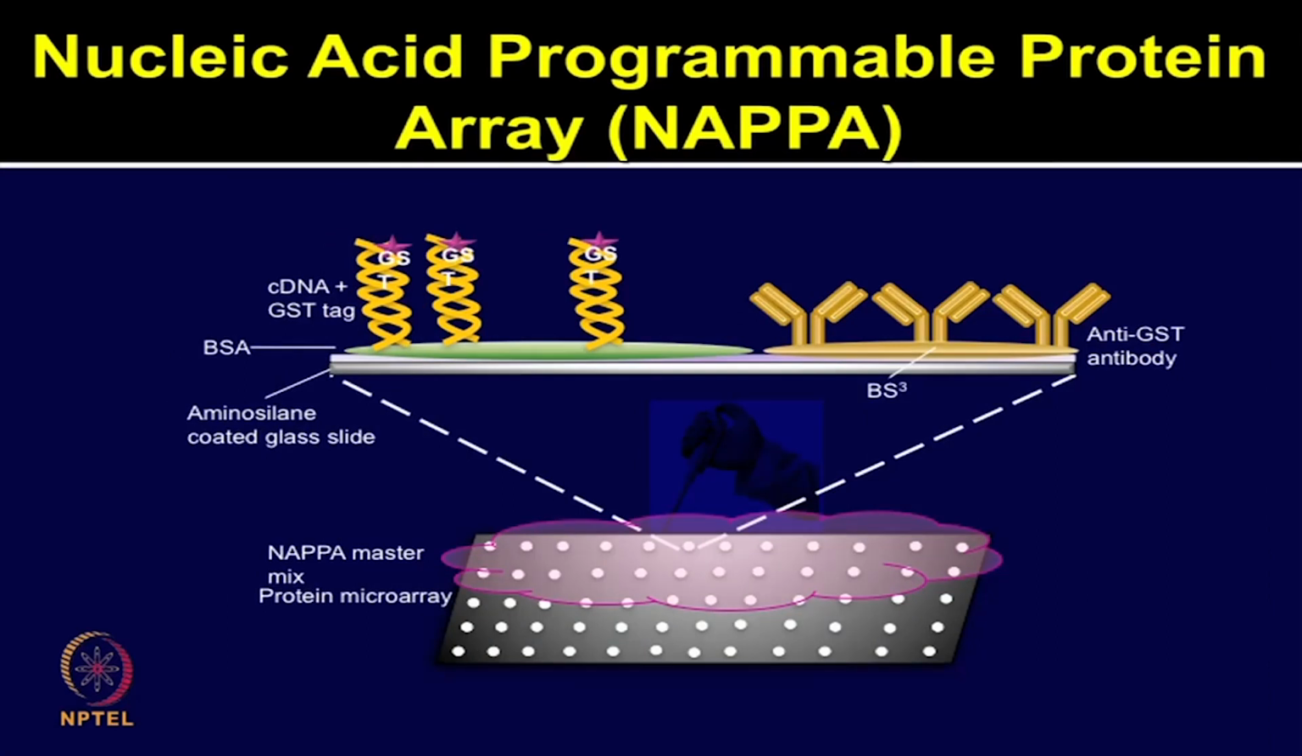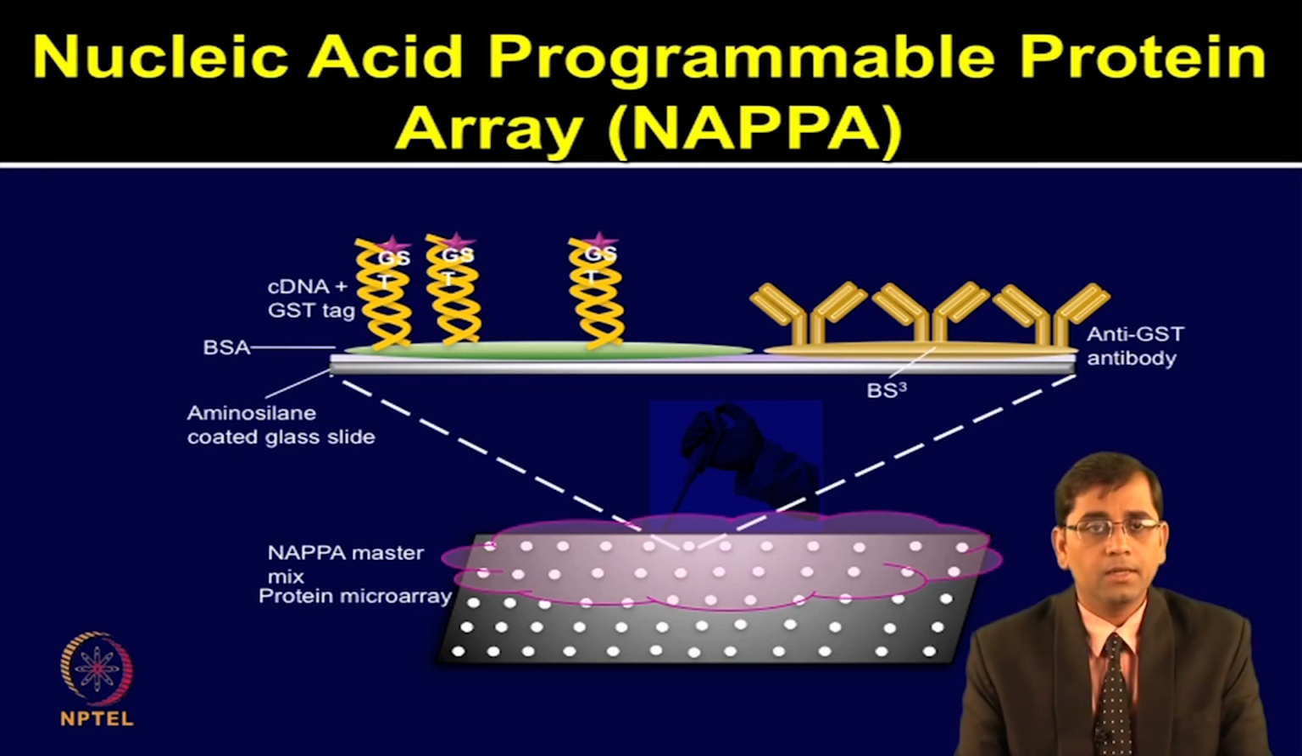As you can see here, in the NAPPA method, a glass slide is first coated with aminosilane reagent. Its functionalization is done, then a master mix is printed on the chip surface. The master mix consists of a few components, which include a DNA containing GST tag, bovine serum albumin (BSA), BS3 cross-linker and anti-GST capture antibody. So, the DNA containing the gene to be expressed as a glutathione S-transferase fusion is immobilized on the array surface in the master mix.